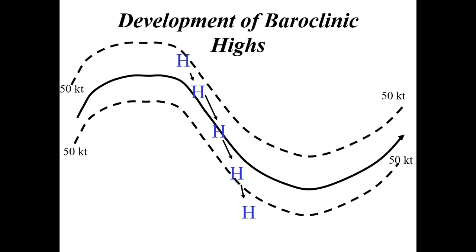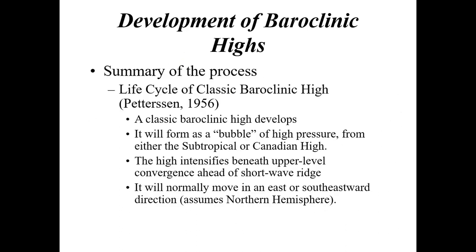And then the arrows show its eventual progression, moving towards the areas of strongest cold air advection in the lower atmosphere. And eventually it's going to modify, it's going to warm as the high moves over the warmer ground. As it moves south, it's going to weaken the high pressure system. So, a summary of the process, the life cycle of a classic baroclinic high.